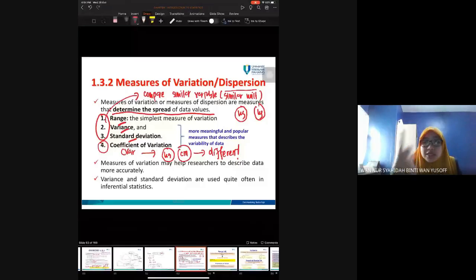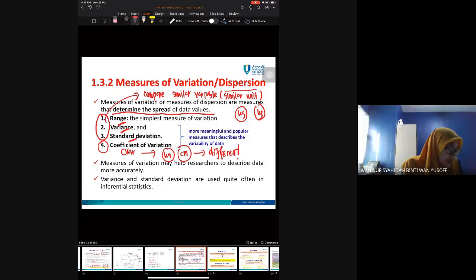If you have a single data set, it doesn't matter what unit it is, we just need to interpret a single data set, then you can use either one from these 4: range, variance, standard deviation, or coefficient of variation. But when we try to compare between data sets, let's say that we have 4 data sets, 3 data sets, 5 data sets, you have to look at your unit. If similar unit, then you can use either of the 3. If different unit, then the only one is the coefficient of variation.